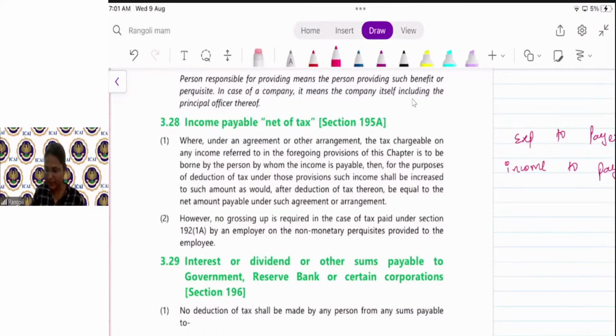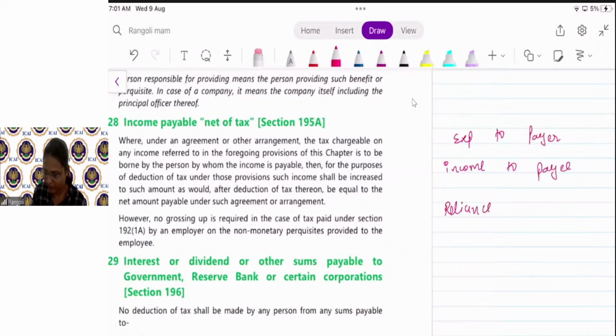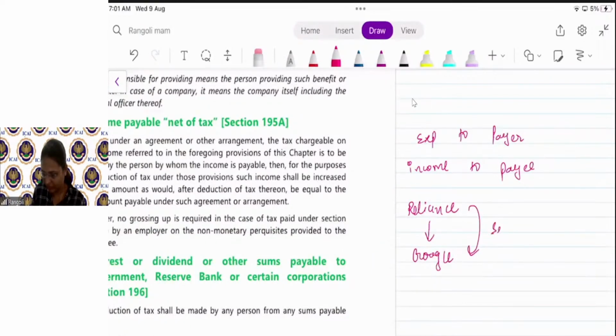Okay, say for example, Reliance entered into an agreement with Google that Reliance will make payment for services obtained from Google, say for example, 1 lakh rupees. Now Google and Reliance agree that Google needs 1 lakh rupees net of taxes. Whatever is the tax component, that should be borne by Reliance. So this amount is net of tax, right?